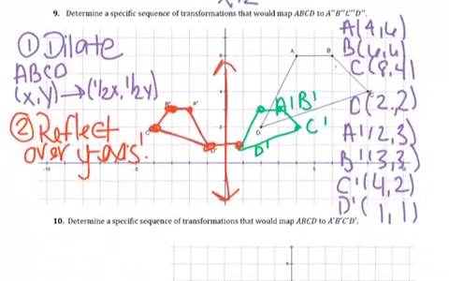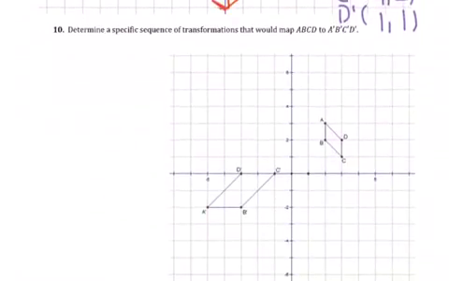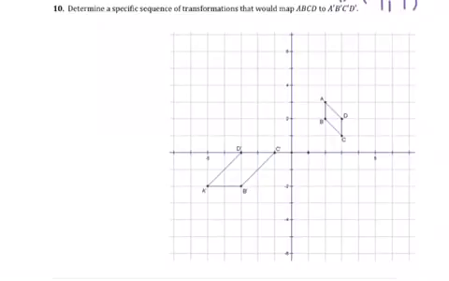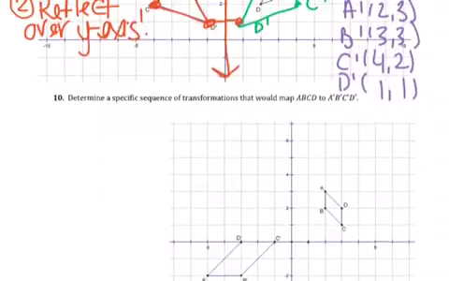All right, that one was easy, so let's try another one. Looking at number 10, again the first thing I notice is that the sizes are different. So we're going to need to figure out what I dilated by. We're going to write 1. Let me move this up.